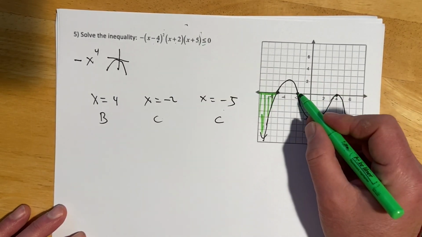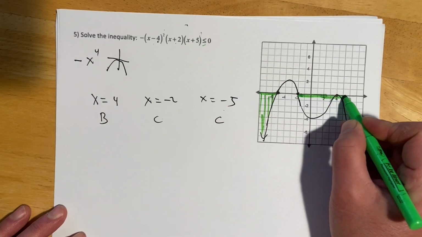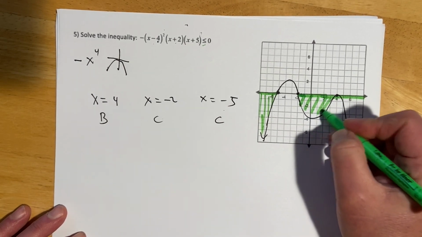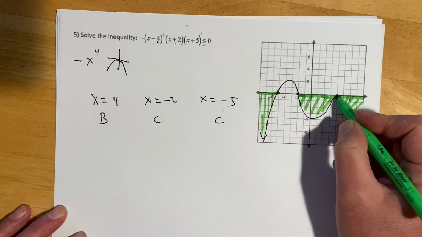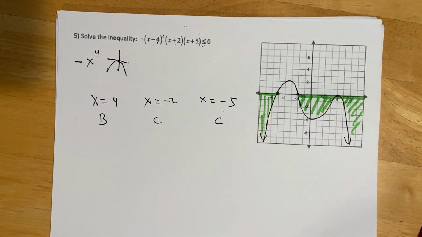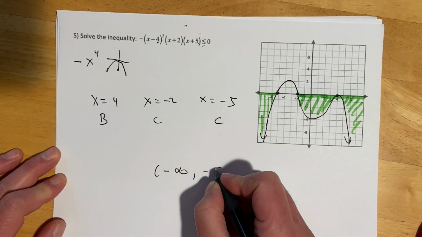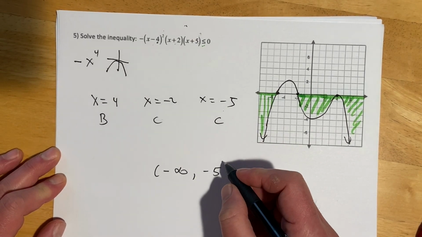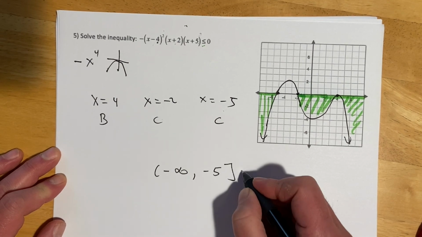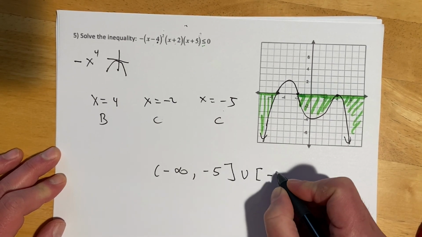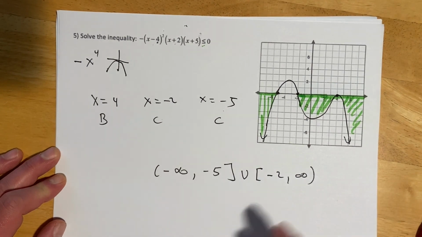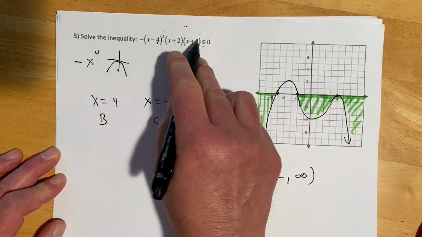This one has an equal, so this time I don't have to be careful with that 0. I can just say everything down here is less than or equal to 0, so I can include all that. So that would be from negative infinity up to negative 5. And then bracket union negative 2 to infinity. And again, nothing special about that point now because of the equals.